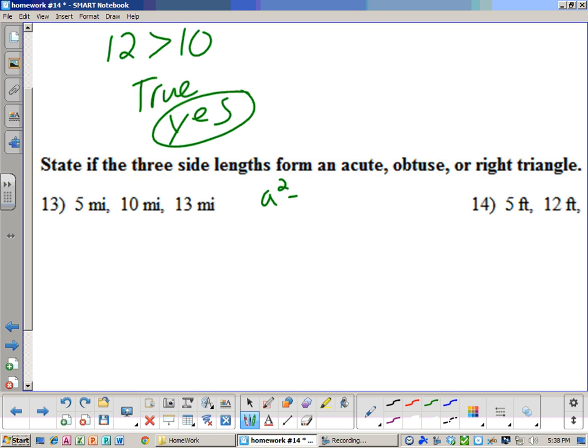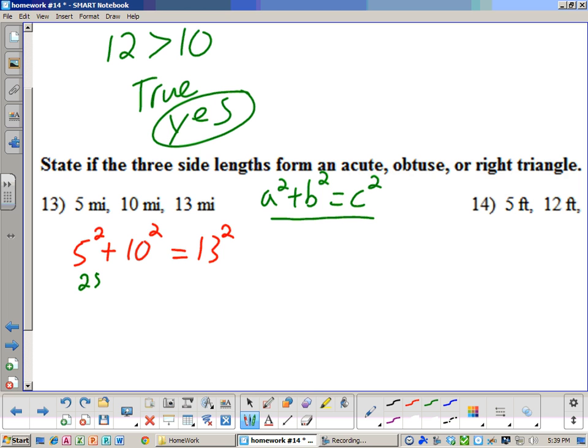A squared plus B squared equals C squared. Pythagorean theorem tells you it all, right? Just use the Pythagorean theorem for now and see what happens. I'll let you know. 5 squared plus 10 squared equals 13 squared, right? Well, 5 squared is 25, and 10 squared is 100. 100 plus 25 is exactly 125, right?